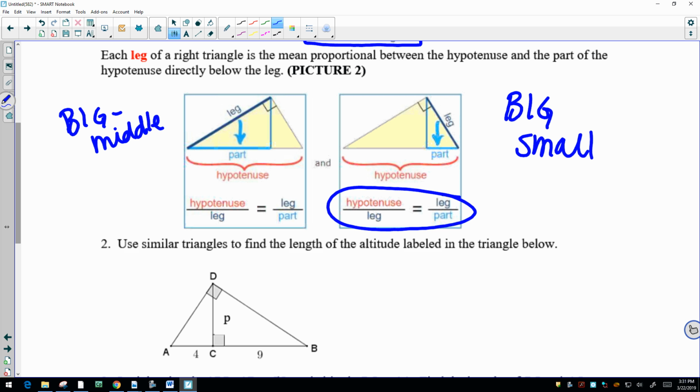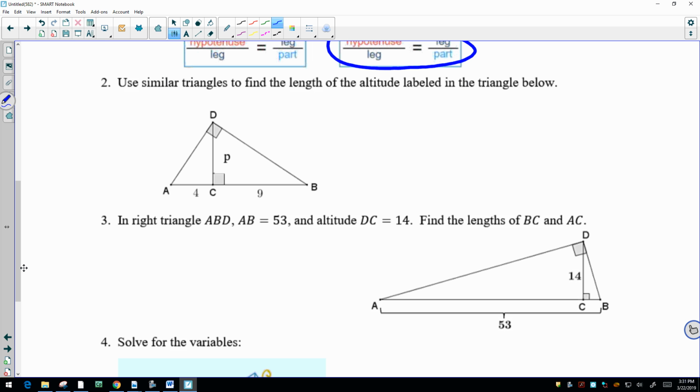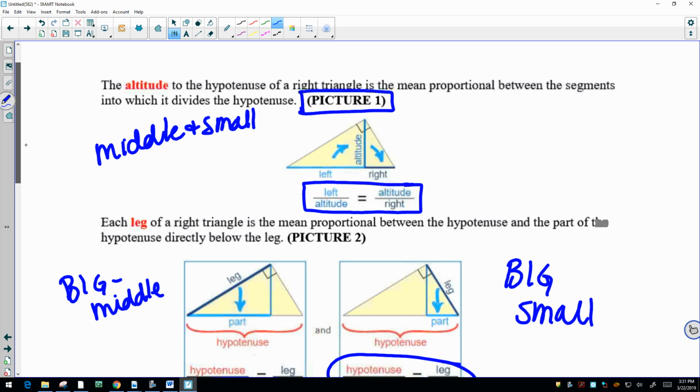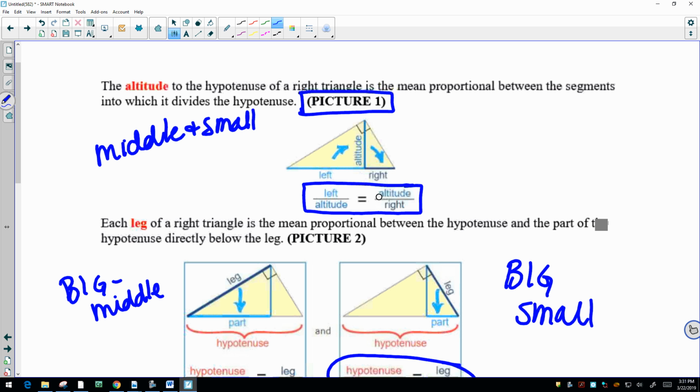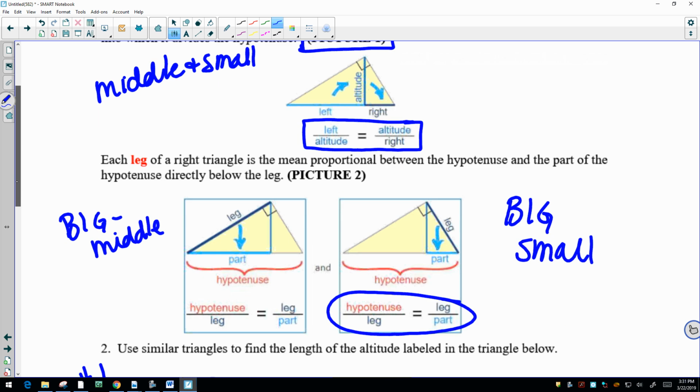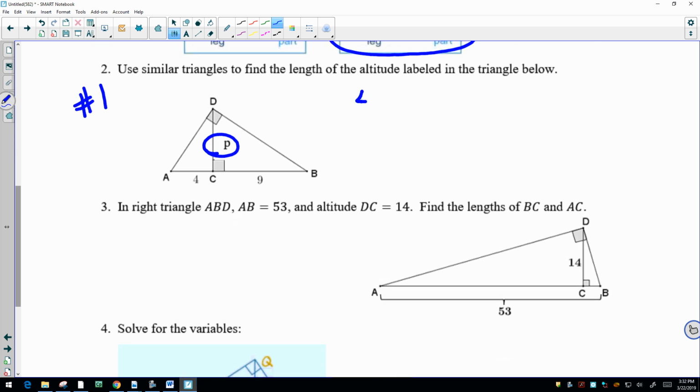Okay, so looking at this example number 2, I'm looking at the parts that are labeled, and it says use the similar triangles to find the length of the altitude. So I'm noticing here, since this altitude in the middle is labeled, this to me looks like a picture number 1. And picture number 1, if we scroll back up to the top, is saying we're going to do the left side over the altitude equals altitude over right side. Okay, so if I go back. So left side over altitude equals altitude over right side. Now we have our proportion. So that's just avoiding the idea of needing to flip and twist and turn and rotate triangles.